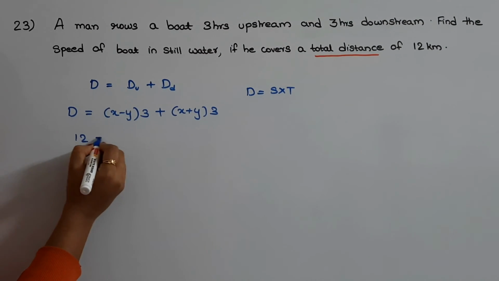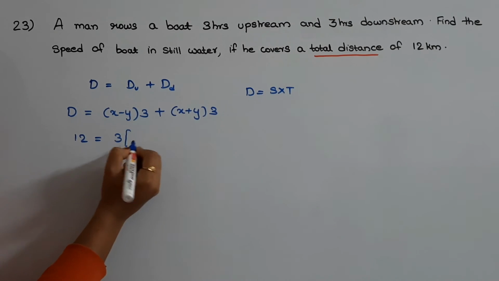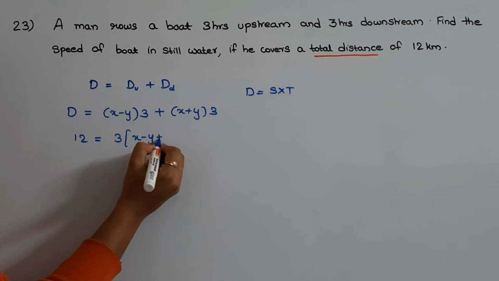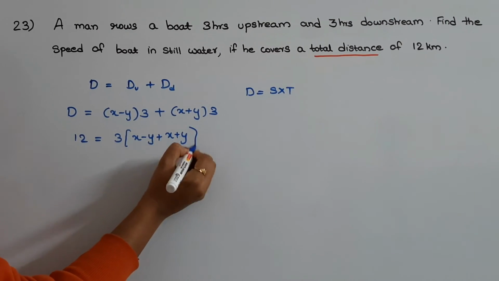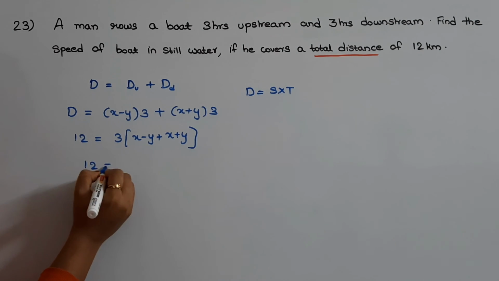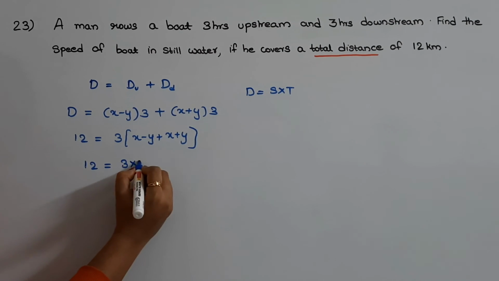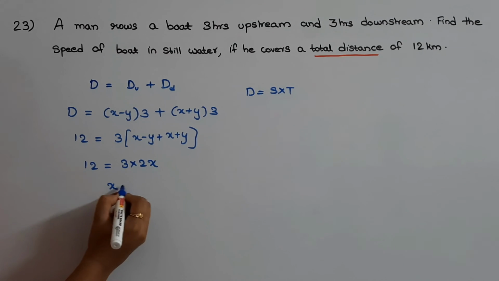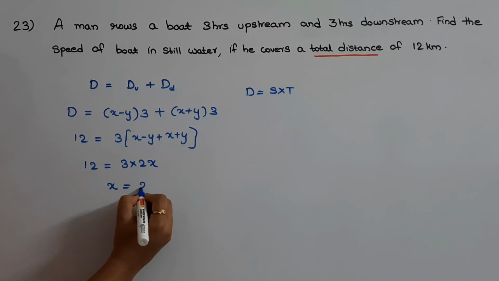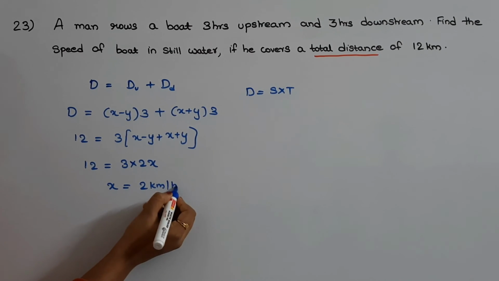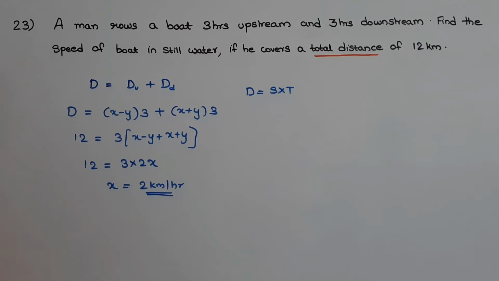So 12 is equal to, taking 3 common, (x - y) + (x + y). So that will be 12 is equal to 3 into 2x. So from this, x value will be equal to 2 km per hour. Hence the speed of the boat in still water will be equal to 2 km per hour.